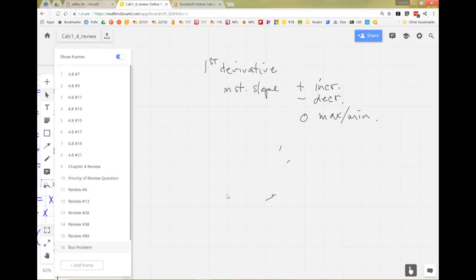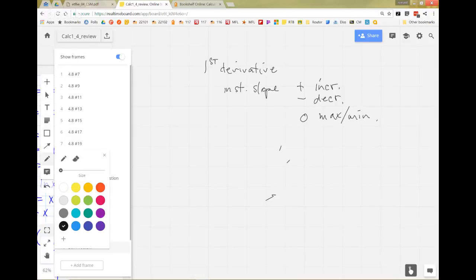But the second derivative tells you concavity. So when you take the second derivative, you should be able to determine second derivative. And that tells you concavity. And when you have a positive, it tells you concave up. When you have a negative, it tells you concave down. And when you have a zero, you have what's called a point of inflection.